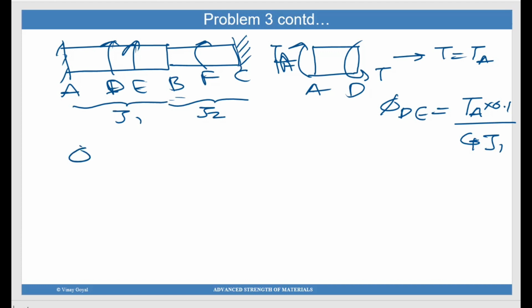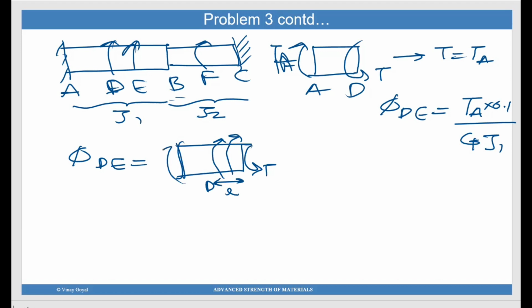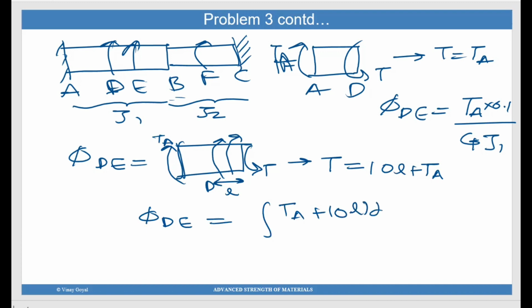Okay, now we go ahead. We look at the DE section. So there's phi DE. And we again do the integration. Let's look at the rod first. There's the torque at a distance L from D. So this is TA. So we have T equals 10L plus TA. So phi DE equals the integral of TA plus 10L dL. I'm going a little fast on this, so stop me if at any point you don't understand what I'm doing. So L goes from 0 to 10 centimeters again, so 0.1. So we again have a function of TA.